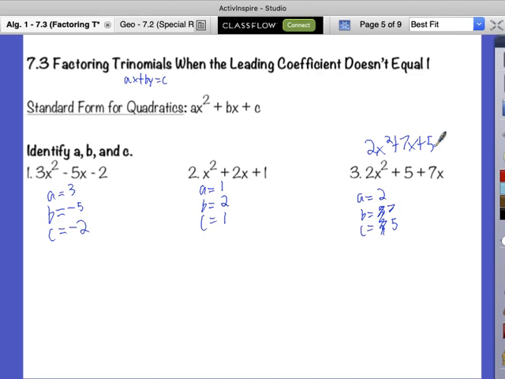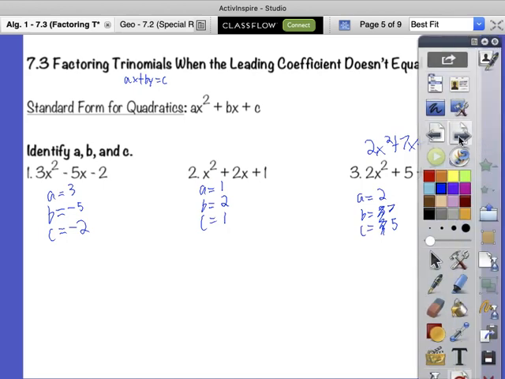Okay. So now we're going to learn to actually factor these trinomials, which is once again 3 terms. We learned factoring a 4-term polynomial, which we did by grouping. What we're going to learn is how to turn a 3-term polynomial like these into a 4-term polynomial that factors well.